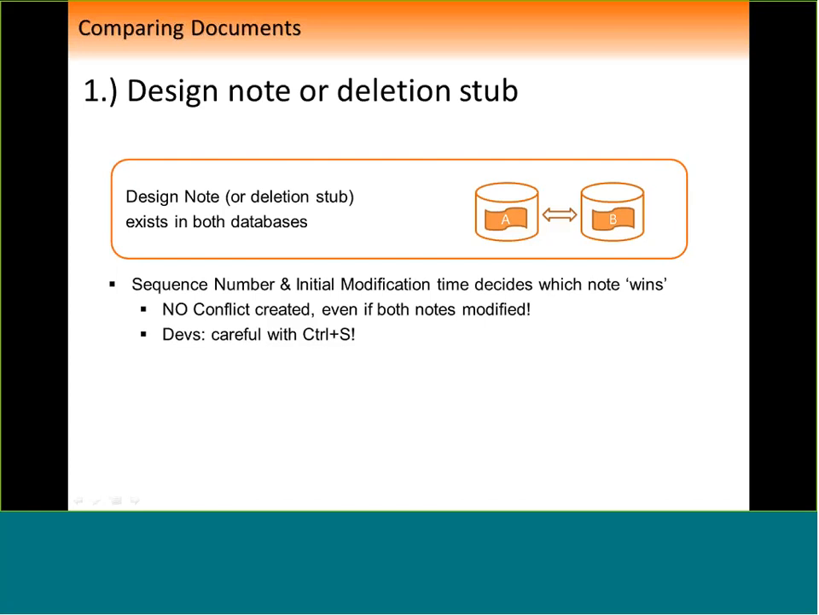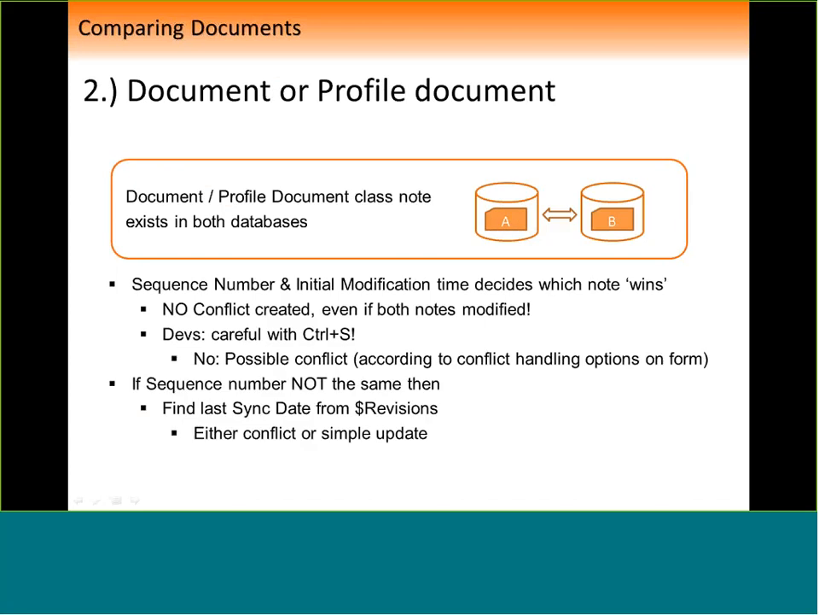So what this means in reality is that if you have developers working on two different replicas and working with the same designs, the one who's using Control S the more is going to win replication, and there is no conflict for design elements or deletion stubs for that matter. So that is scenario number 1 and one thing to watch out for.